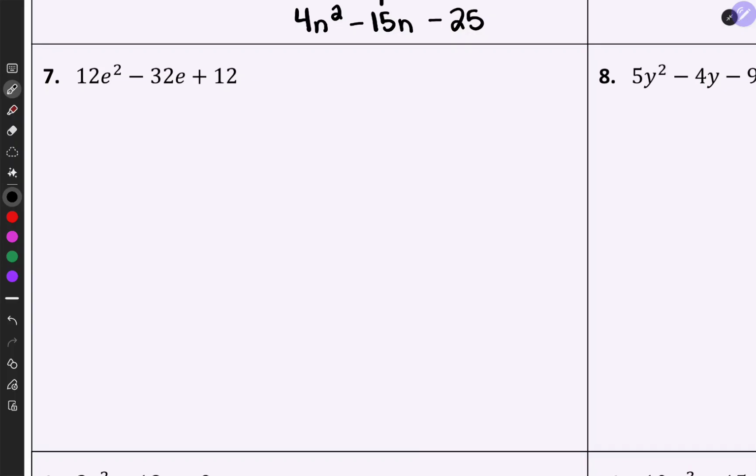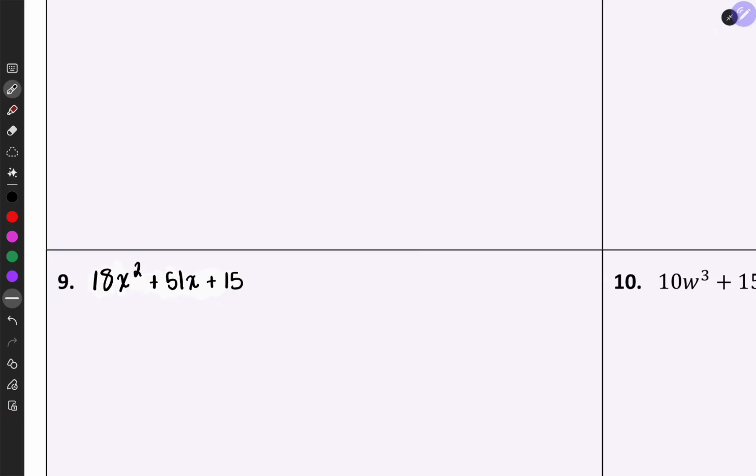All right, so we're actually going to modify number 9. So go ahead and change number 9 to 18x squared plus 51x plus 15.